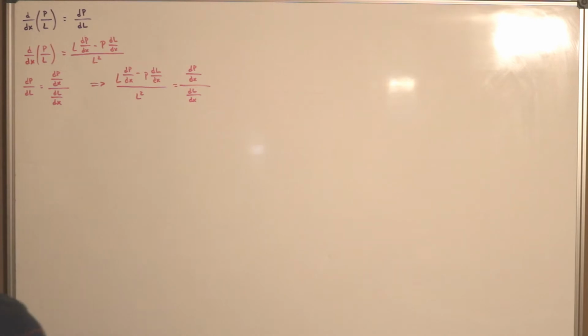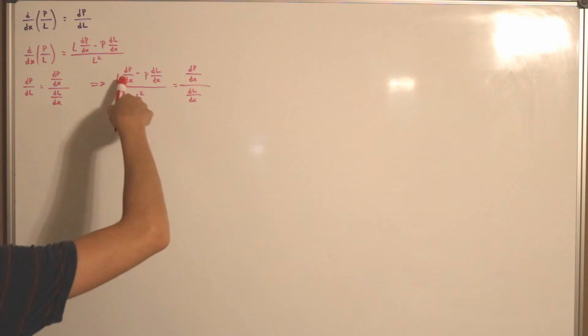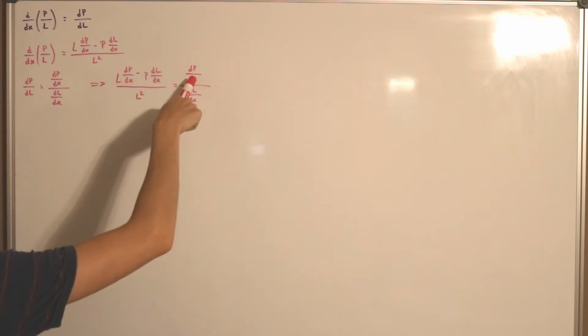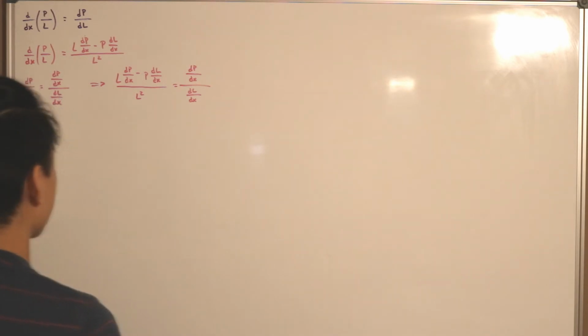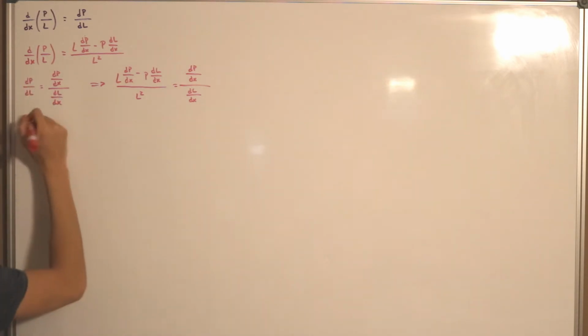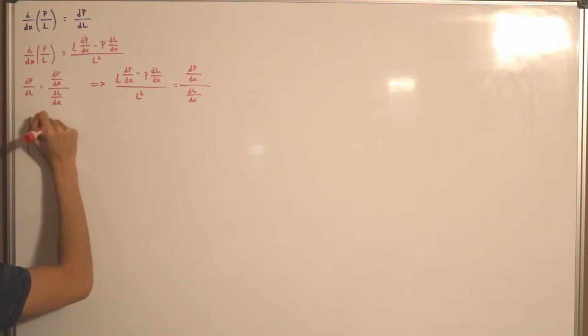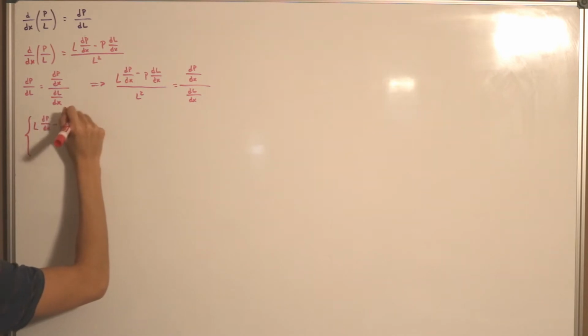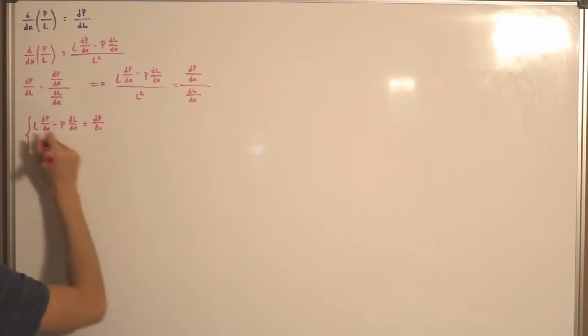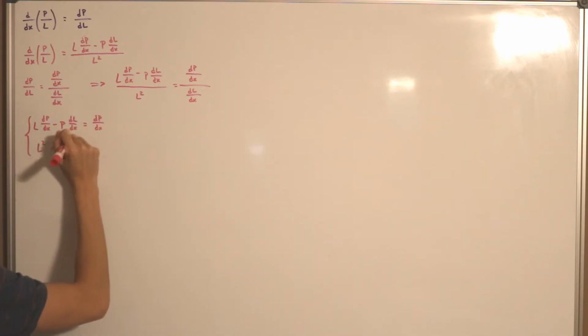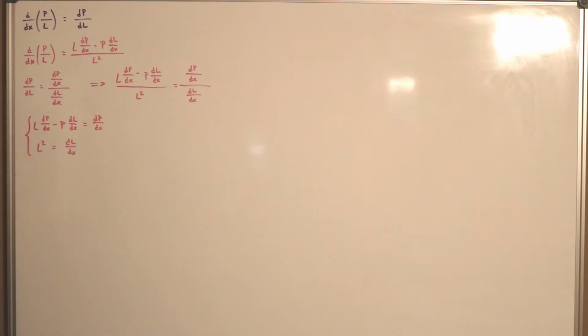Okay. So now, in order to find these functions, I'm going to set the numerator of the left-hand side equal to the numerator on the right-hand side, and then set the denominator of the left-hand side equal to the denominator on the right-hand side, so we get our two equations. This means we have the following: L dP/dx minus P dL/dx equals dP/dx, and then L squared equals dL/dx. Okay, great.